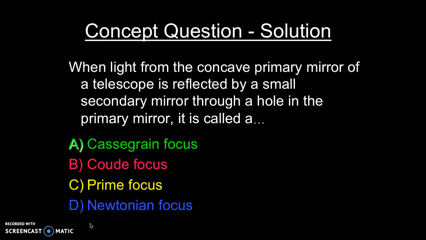How about this concept question? When light from the concave primary mirror of a telescope is reflected by a small secondary mirror through a hole in the primary mirror, it's called what? It really helps to draw these out. So think about drawing it out. Hopefully you answered Cassegrain telescope. Because a Cassegrain telescope has the image going down through the center hole of the telescope.